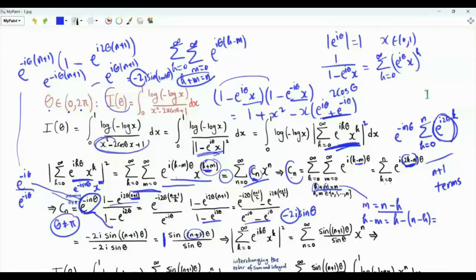To summarize what we did, the denominator was written as the magnitude squared of 1 minus e to the i theta x. Then we used this expansion, but we have magnitude squared. We got a double sum.